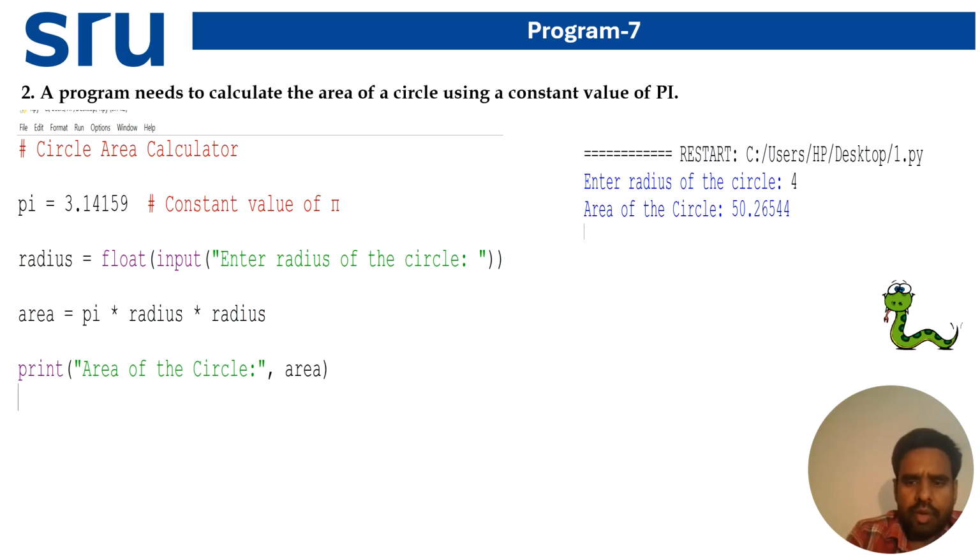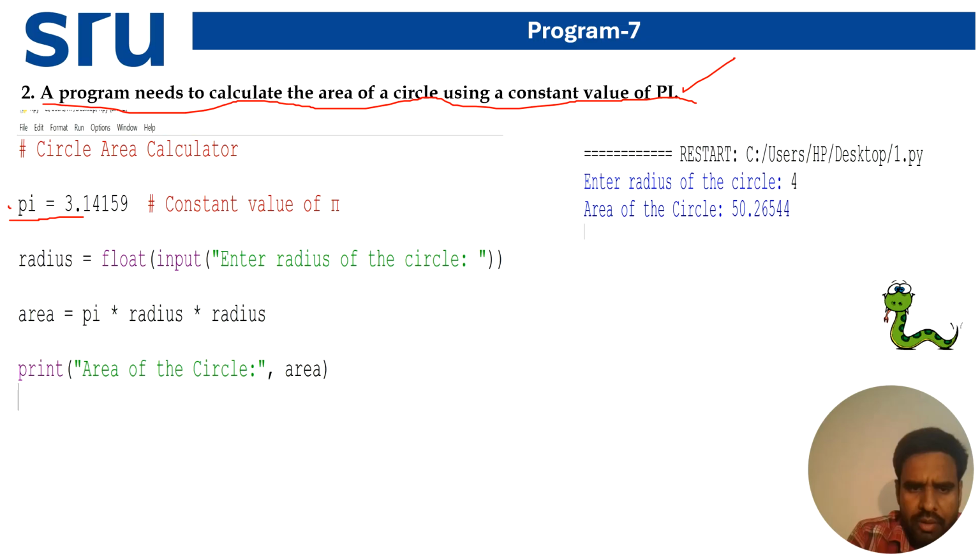Now coming to program 7. Program 7 is to write a program to calculate the area of a circle using a constant value of pi. You have to take the value of pi as a constant, so we have to mention the pi value as a constant.